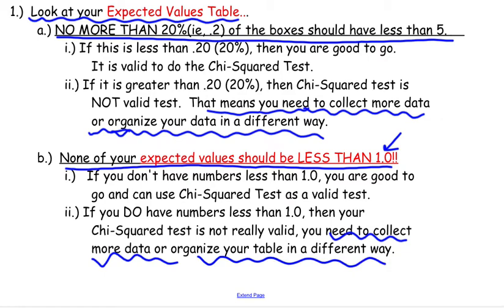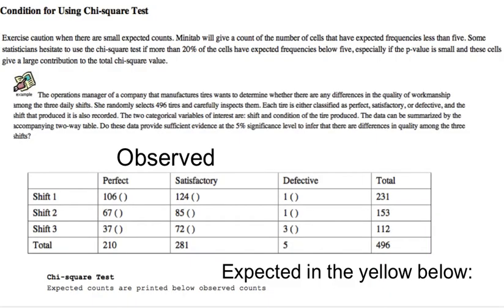So what we're going to do is move on to an example where you're going to see the issue pop up. So there's a lot of information here. I'll kind of show you what I want you to highlight. If you want to pause and read this, you're welcome to do so. So what we have is 496 people are selected at random, and there's some categories of perfect, satisfactory, and defective. And then there's their shifts. Shift 1, 2, and 3.